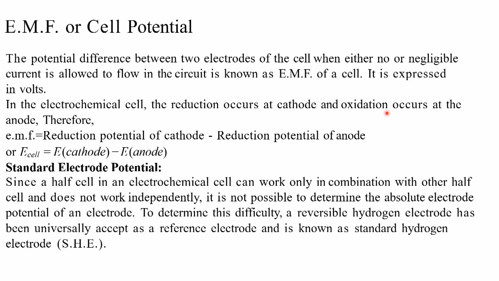Then we discuss EMF or cell potential. Because we just discussed two electrodes, one is copper and another is zinc. The potential difference between two electrodes of the cell when either no or negligible current is allowed to flow in the circuit is known as EMF of a cell. It is expressed in volt. In the electrochemical cell, the reduction occurs at the cathode.